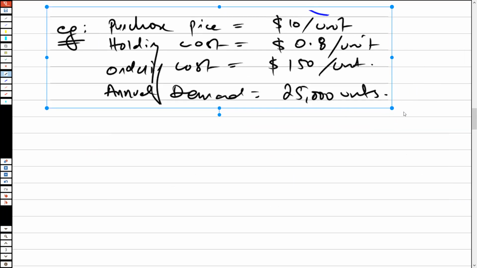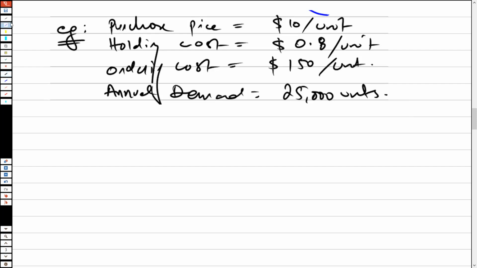Let's try to understand it. If I have to apply this economic order quantity approach, the first thing that I need to do is calculate the EOQ. Now, how exactly am I going to calculate the EOQ? Let's try to understand this.